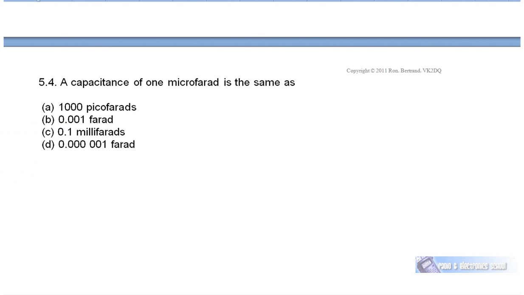Question 5.4. A capacitance of 1 microfarad is the same as. Well, 1 microfarad is a millionth of a farad. And the options we've got are farads, millifarads, picofarads. Well, 1 microfarad is a millionth of a farad. And that looks to me like a millionth of a farad. 0.000001 is 1 millionth of a farad. So answer D is correct.